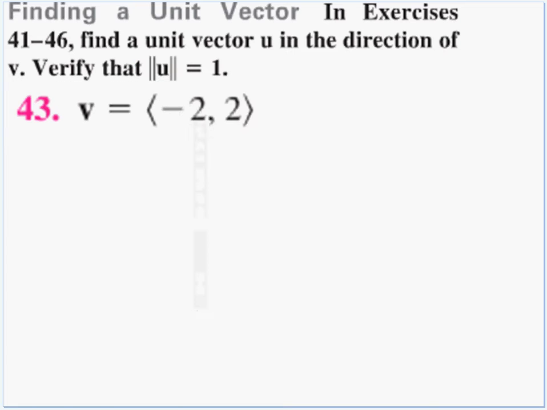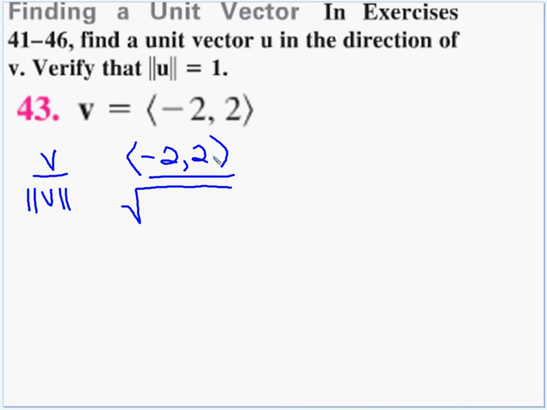All right, now from the lesson, remember here to find this unit vector, that's just going to be vector v divided by its own magnitude. So vector v, that's just this negative 2 comma 2. And the magnitude of that, remember, since we have it in this component form, is just going to be, give yourself a radical, square the first number, negative 2 squared is 4, plus square the second number, 2 squared is also 4. So that becomes a root 8.